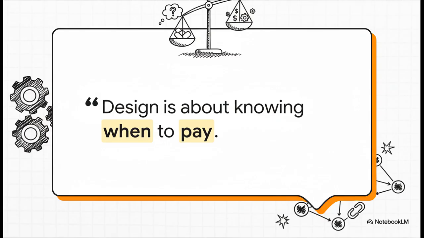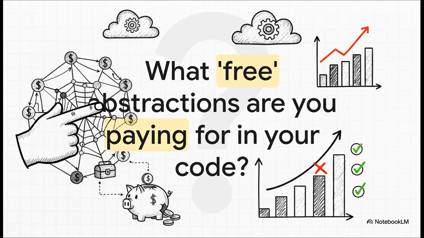Great design isn't about finding some mythical perfect solution that has no costs. It's about deeply understanding the costs of every decision you make, and then choosing to pay the right price for the problem you're actually trying to solve. So, I'll leave you with this question to chew on. Pointers are just one example of a seemingly free abstraction that has a very real, hidden cost. So what other abstractions do you use every single day in your own work? And the real question is, do you actually know what you're truly paying for them?